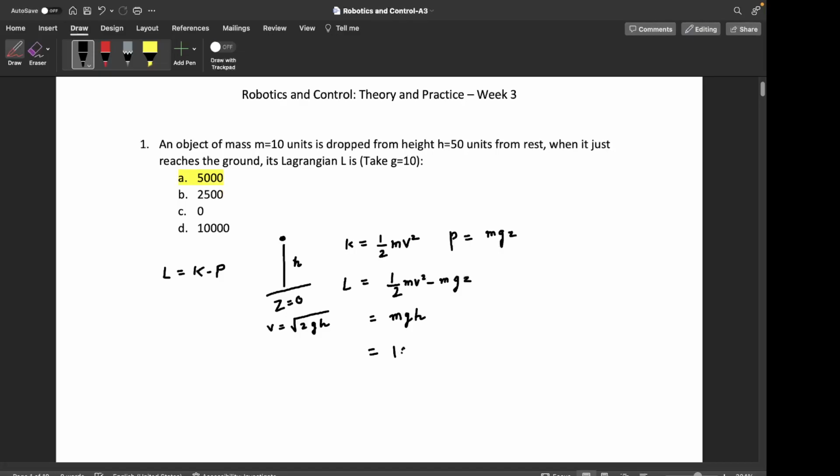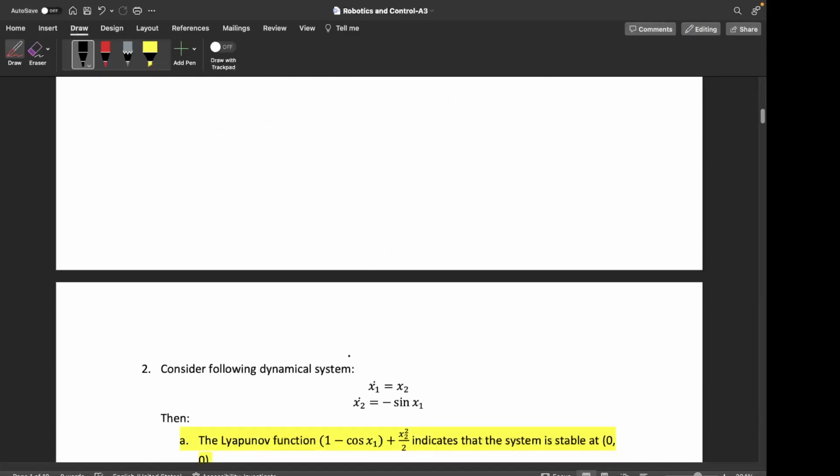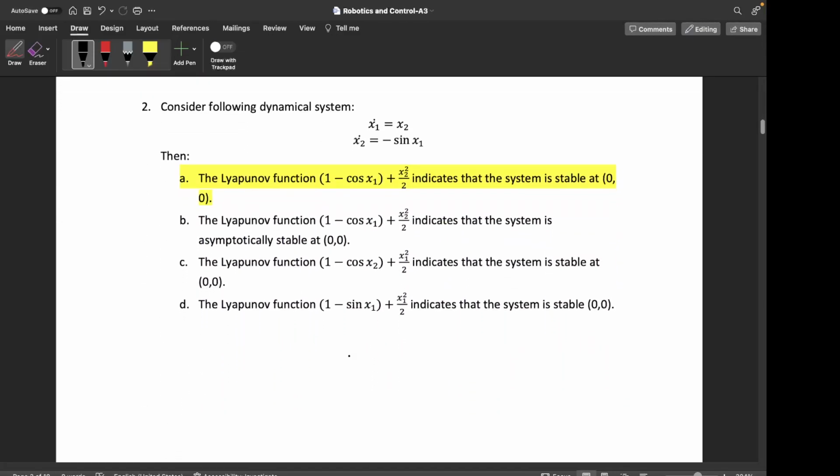So m is 10, g is also 10, and height is 50. So the Lagrangian value would be, my bad, it's 5000 joules, right? Pretty straightforward, this question. Moving on to the next question.